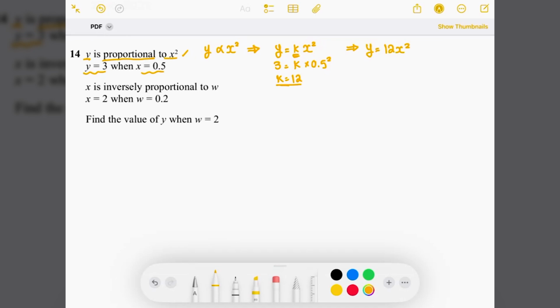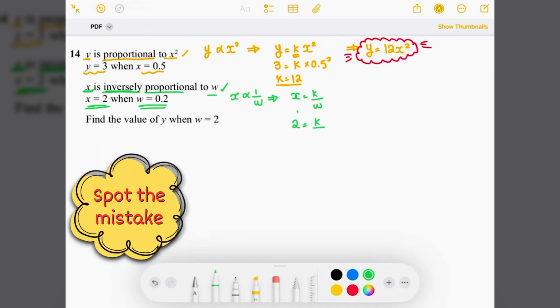Once I get to this, I forget about all my previous steps, bubble around this, and I forget about everything else because this is all I need. x is inversely proportional to w, it's not proportional, it's inversely, 1 over w. And this is written as x equals k divided by w. I'm done with this line. Let's look at the next one. x equals k over w, and x is 2. So k equals 2 times 2, which is 4. So I'm going to replace this k with k equals 4. So x equals 4 over w.